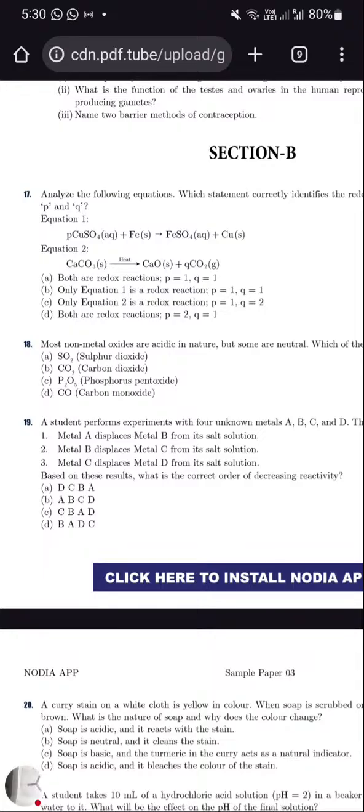Question number and option number both. For 18th answer.